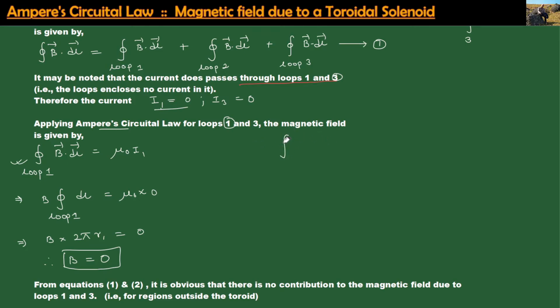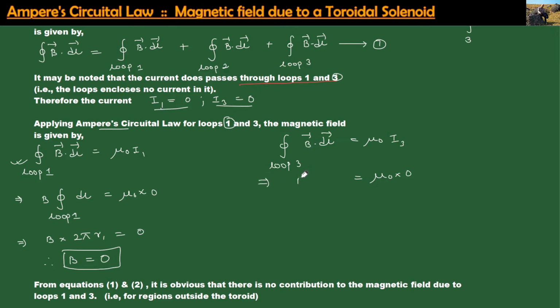Then if you consider another case, for the third loop, for the point Q, which is inside. Here the line integral of B bar dot dl bar will be equal to mu naught times the current on the third loop, which will be I3. But mu naught I3 will be how much? It will be equal to 0, since there is no current.